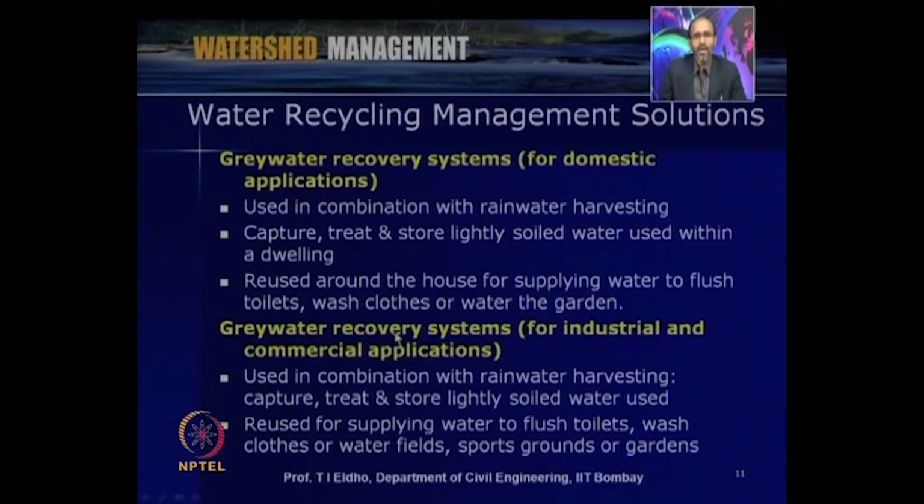And then the next one is grey water recovery systems for industrial and commercial applications. Here the recycled water is used in combination with rainwater harvesting also. We can capture, treat and store lightly soiled water, so that with some mild treatments we can use it for the intended purpose. Then it is reused for supplying water to flush toilets, wash clothes or water fields, sports grounds or gardens like that. So, that way we can have domestic, industrial and commercial applications. As I mentioned earlier, depending upon the quality of the wastewater, we give appropriate treatments and that recycled water is used for either domestic, industrial, commercial or agricultural applications.